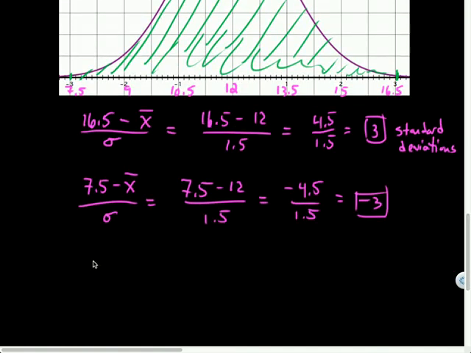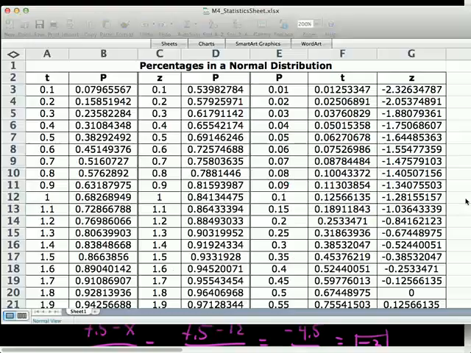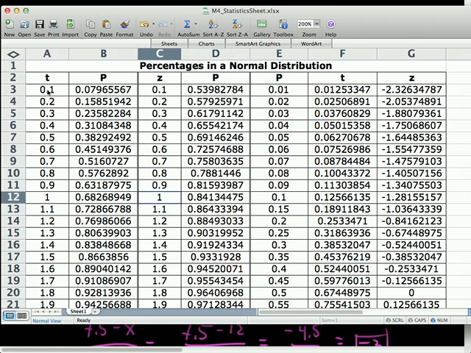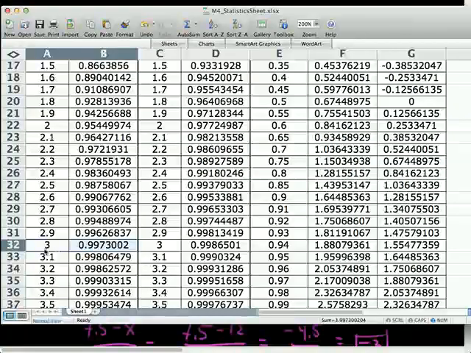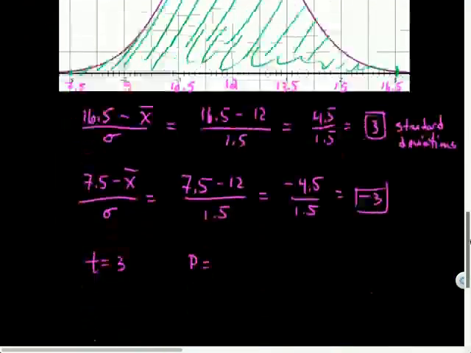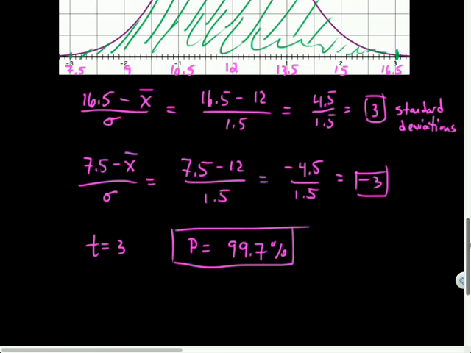I'm looking for the t-value, 3, and I want to find the percentage corresponding to that t-value. Okay? So you might memorize that value at some point, but assuming we didn't, I know it's a t-value and I'm looking for a p-value, so I'm going to scroll down here and I find that at 3 standard deviations above and below the mean, the corresponding p percentage is 99.7%. So that would be my answer. 99.7% of the data is within that region, okay?